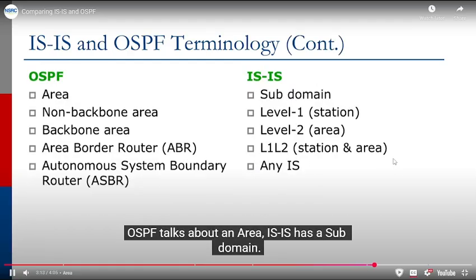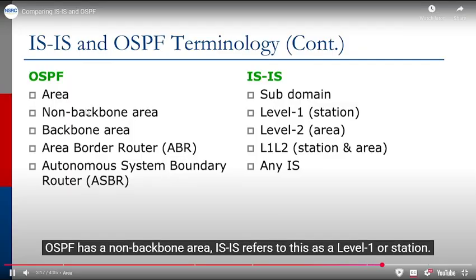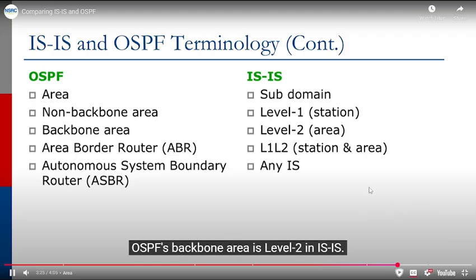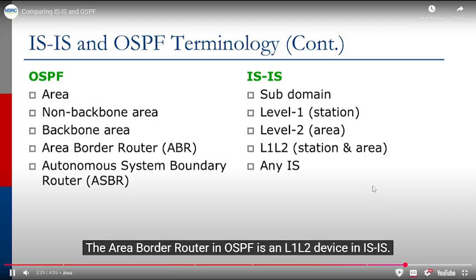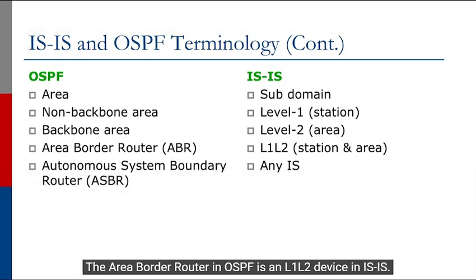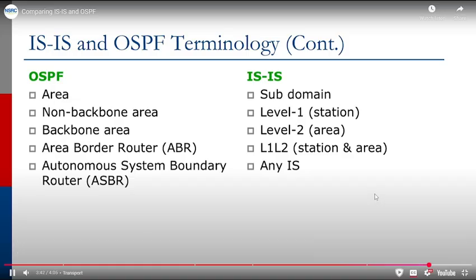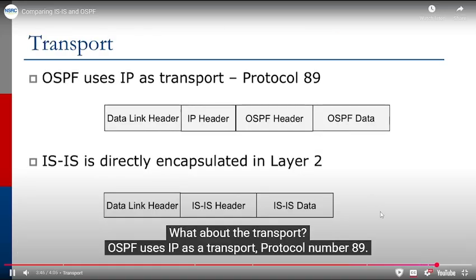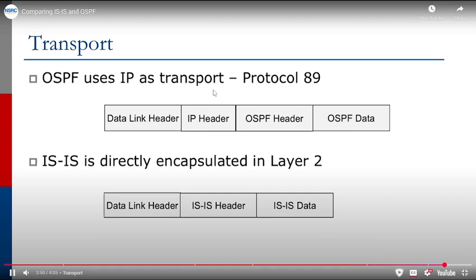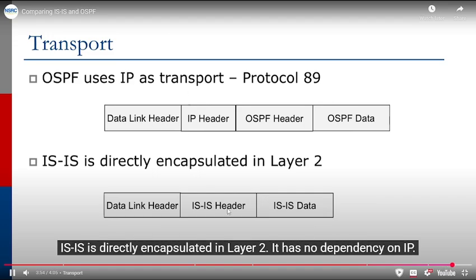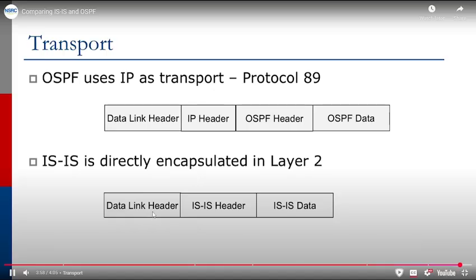OSPF talks about an area, ISIS has a subdomain. OSPF has a non-backbone area, ISIS refers to this as a level 1 area. OSPF's backbone area is level 2 in ISIS. The area border router in OSPF is an L1, L2 device in ISIS. Autonomous system border router in OSPF is any intermediate system in ISIS. What about the transport? OSPF uses IP as a transport, protocol number 89. ISIS is directly encapsulated in layer 2. It has no dependency on IP.